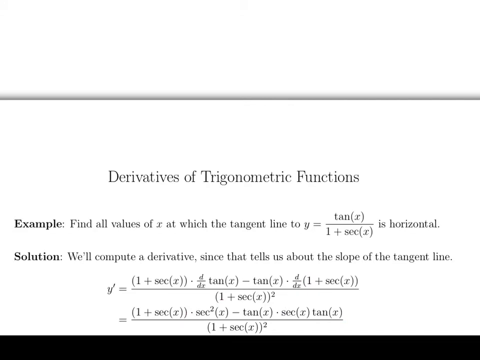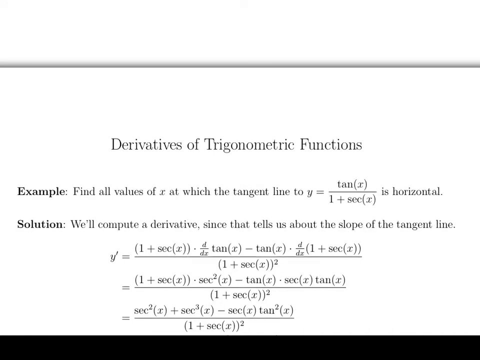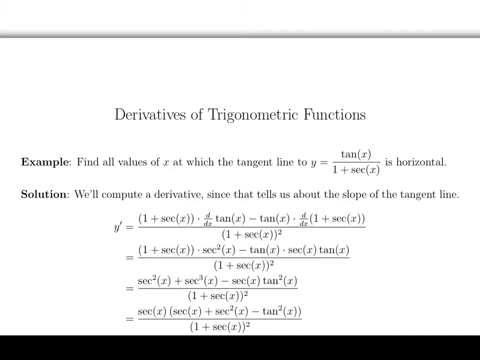Let's try doing a little bit of simplification here, including distributing this piece, and we'll see what we get. Just a little cleanup, and we end up with secant squared x plus secant cubed x minus secant x tangent squared x, all over 1 plus secant x quantity squared. The one thing we should see in here is that there's a common factor of secant x everywhere in the numerator. So let's pull that out.